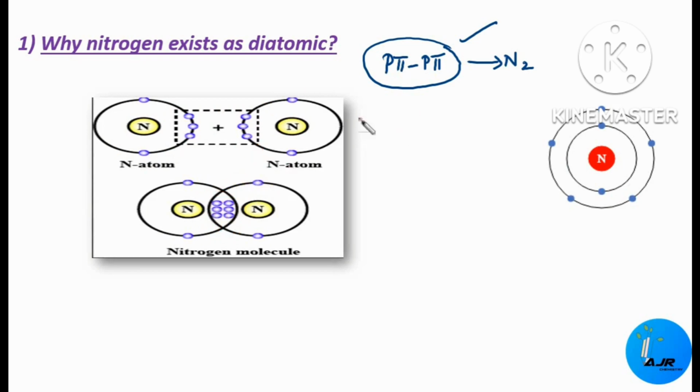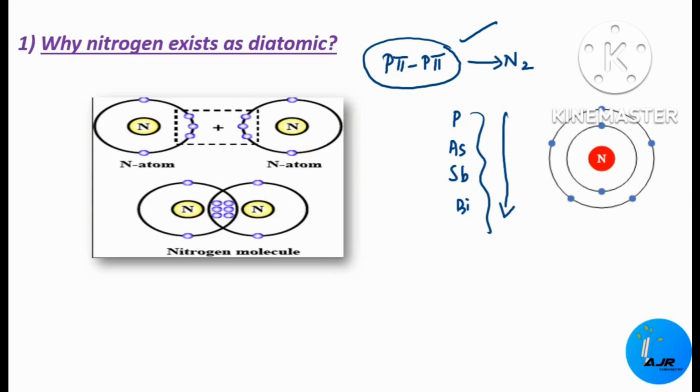Whereas in the case of other elements like phosphorus, arsenic, antimony and bismuth, since the size of these elements goes on increasing, these heavier elements of this group do not form this p pi multiple bond, because their atomic orbitals are too large. They are very large, and of course they are diffused in nature, and hence they cannot overlap effectively as nitrogen does.